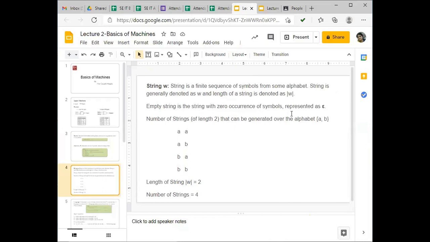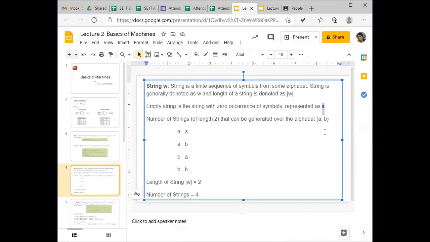Empty string is represented with epsilon. You have to remember even this. Empty string is the string with zero occurrences of symbols, represented as epsilon. It is not E, it is epsilon. Then the length of the string is denoted with absolute value of w, that is, w between two vertical lines. I think you people know this, right?